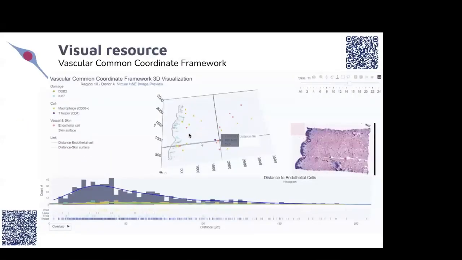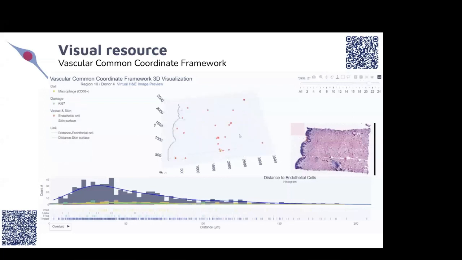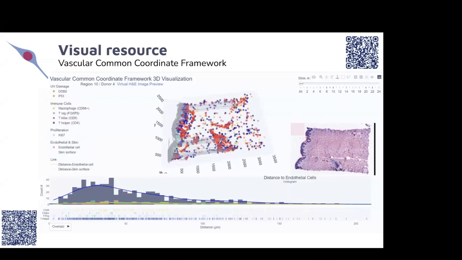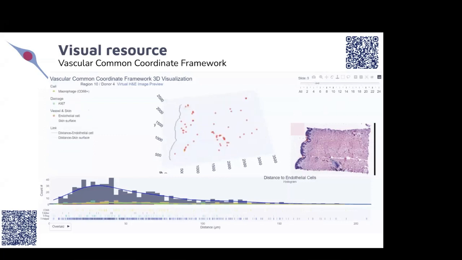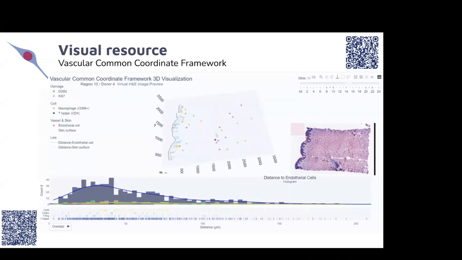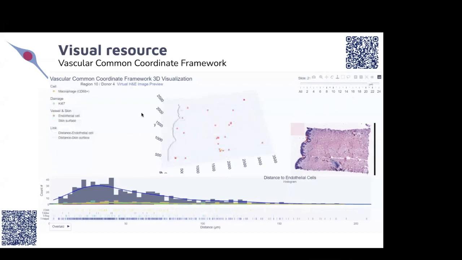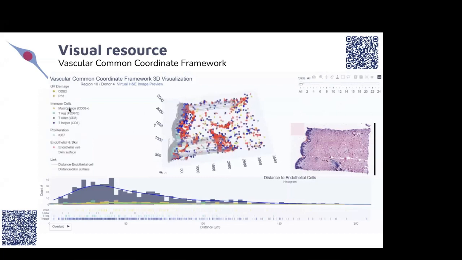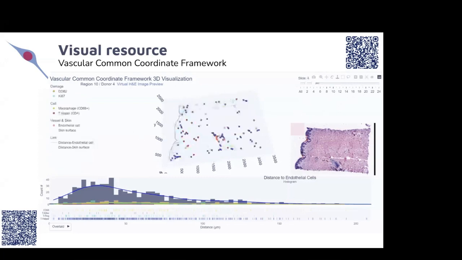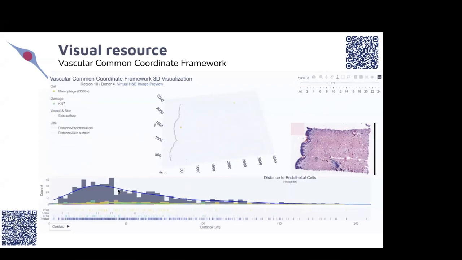This is an example of what I was talking about, as a part of the Vascular Common Coordinate Framework. Here, as you can see, we have a tissue block, and in this tissue block, we are trying to map the vessel cells, and the distance from the kind of immune cells that are there, and how far it is exactly from the endothelial cell.